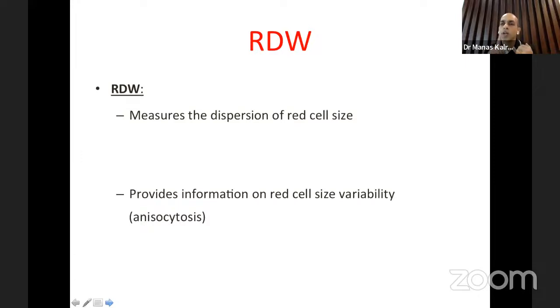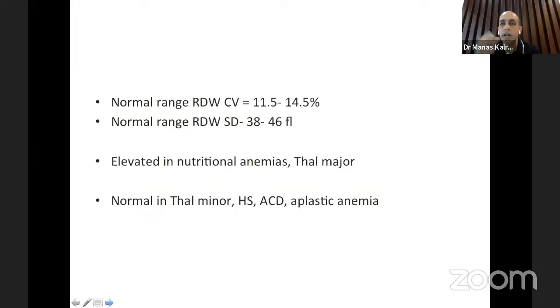So you now know what is microcytosis, what is hypochromia, and you know that if the dispersion of the cell size is too much, then the RDW will be very, very high. So MCV and RDW form the basis of interpretation of any patient with anemia, and that we saw with the help of the classification as well.